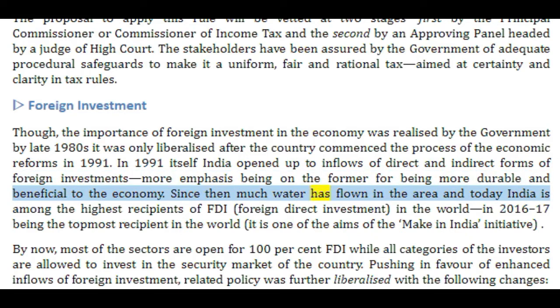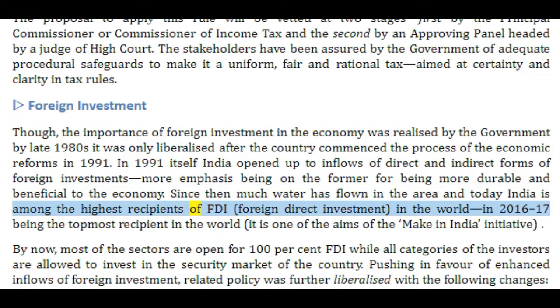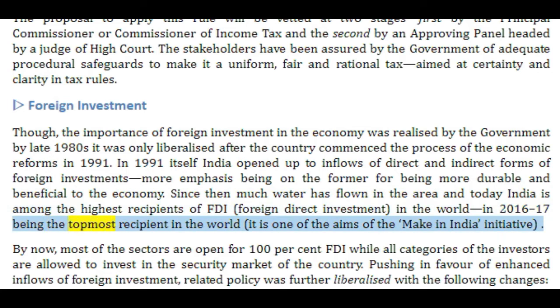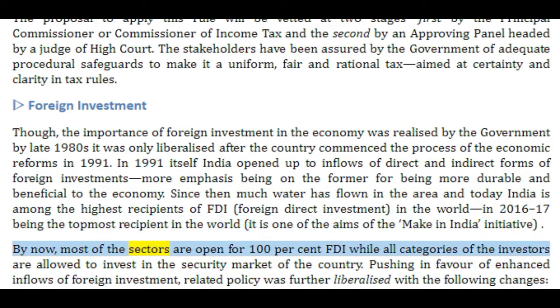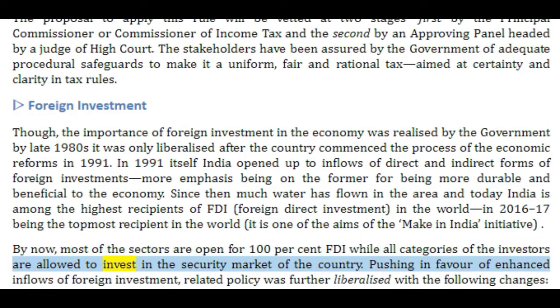Since then, much water has flown in the area, and today India is among the highest recipients of FDI, foreign direct investment, in the world. In 2016-17 being the topmost recipient in the world, it is one of the aims of the Make in India initiative. By now, most of the sectors are open for 100% FDI, while all categories of the investors are allowed to invest in the security market of the country.